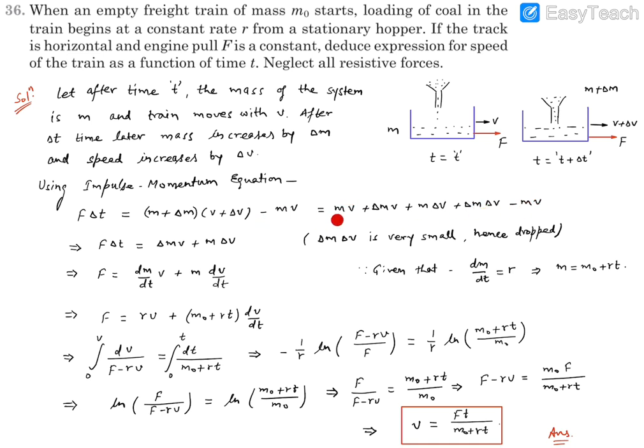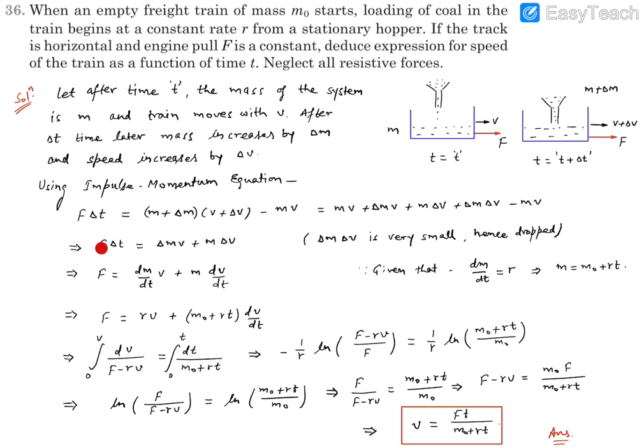So this mv and this mv will cancel out, and you'll find this is delta m v plus m delta v plus delta m delta v. Now this delta change is a very small change, so if you multiply two small numbers like delta m delta v, this will be very small compared to these terms. So delta m delta v can be dropped. You'll get F delta t is equal to delta m v plus m delta v. This is the equation that will govern the motion of this train.